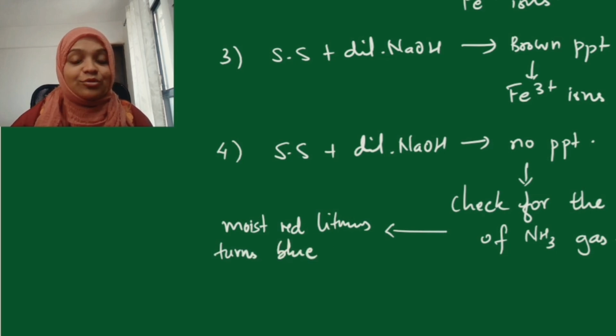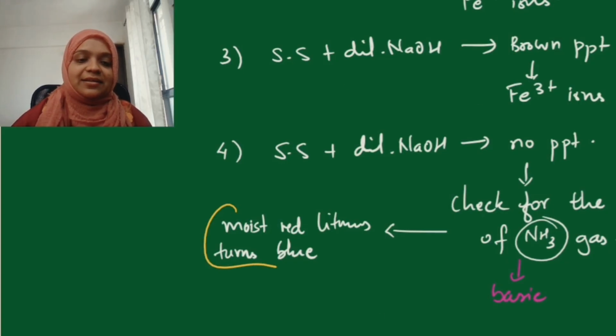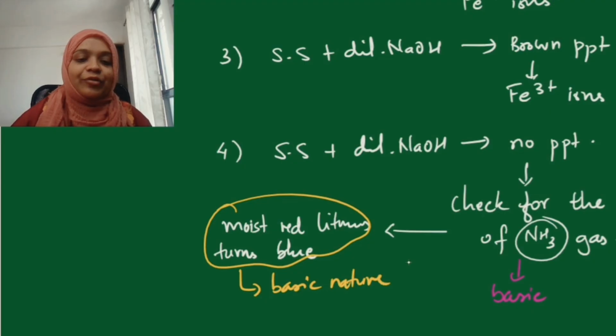Why does it turn blue? Because of the basic nature of ammonia. Ammonia is basic in nature, and hence damp red litmus paper turns blue.